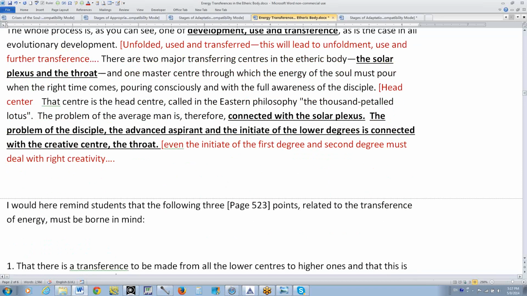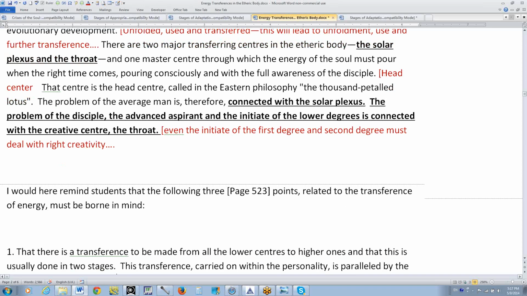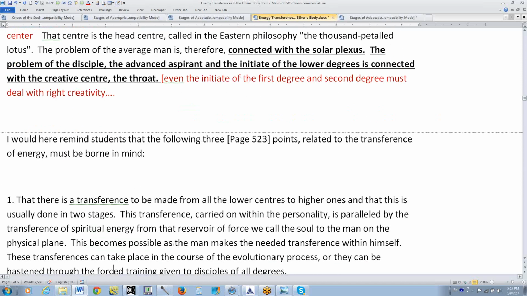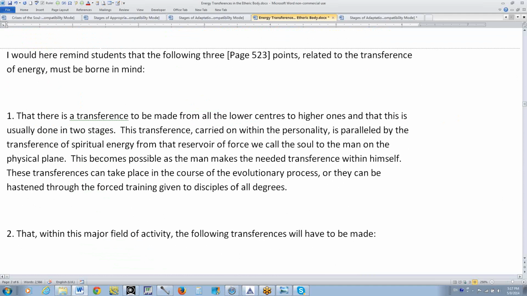So many different angles are offered, and our task is to find the way to bring them together into a holistic point of view. I would remind students here that the following three points related to the transference of energy, and these must be borne in mind. Number one, that there is a transference to be made from all the lower centers to higher ones, and that this is usually done in two stages.